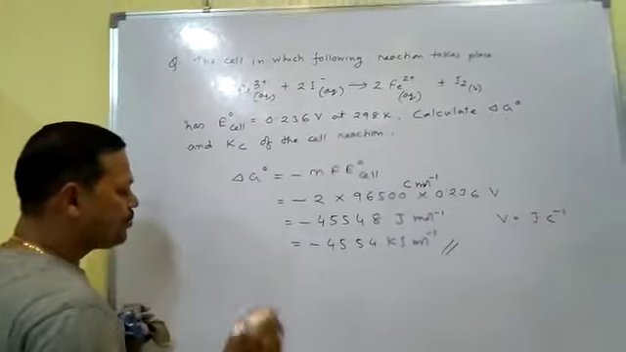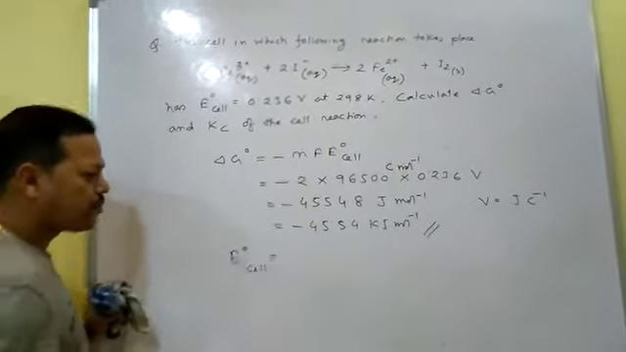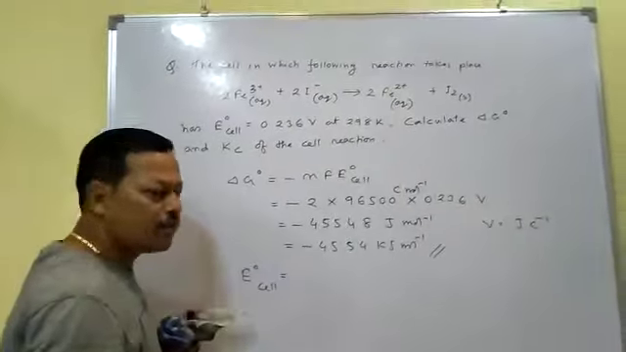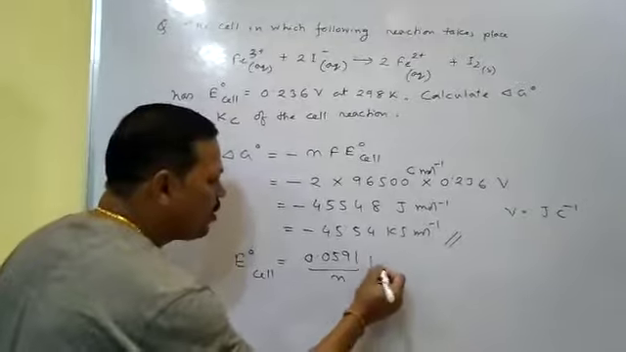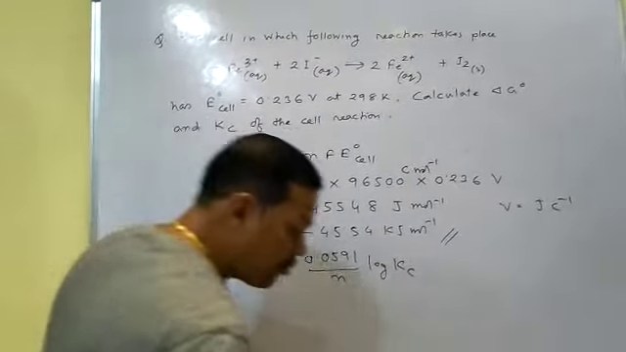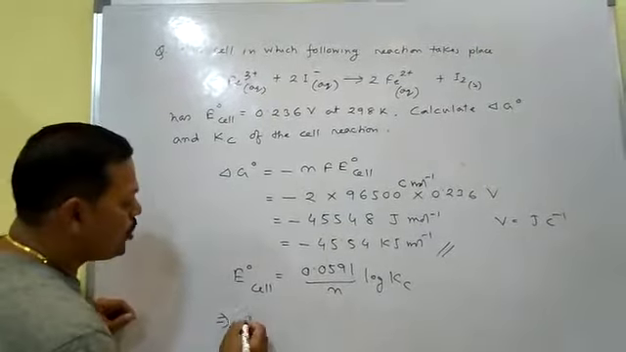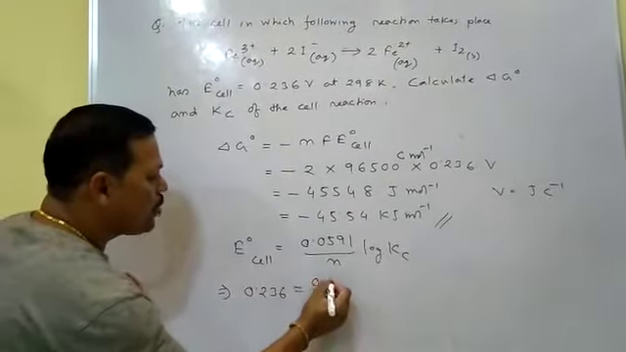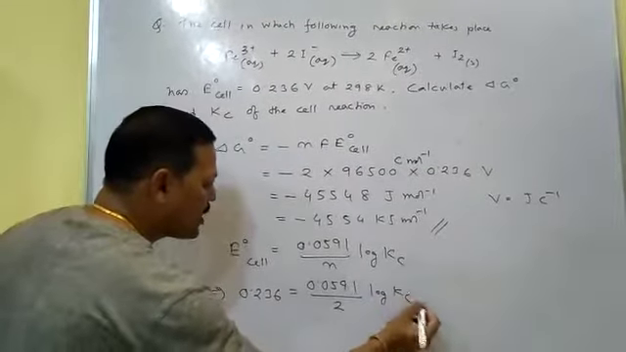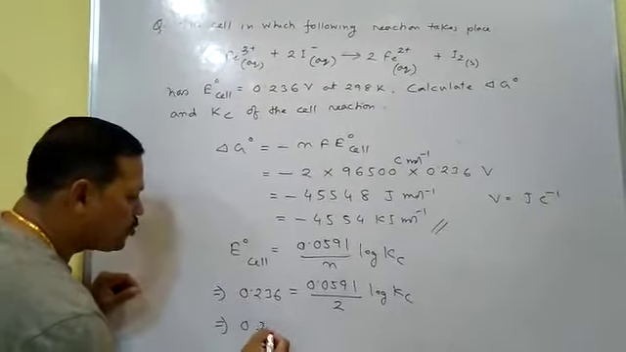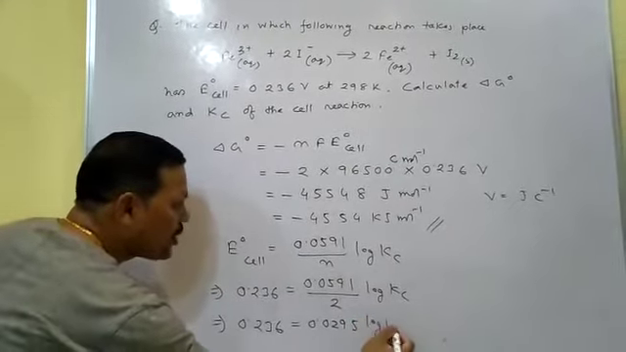Now the value of Kc. As you know, E0 cell is equal to 0.0591 divided by n log of Kc. This equation already you have got. So E0 cell is given, 0.236. This is equal to 0.0591 divided by number of moles of electrons, which is 2, log of Kc. So 0.236 equals, if you divide it, 0.0295 log of Kc.